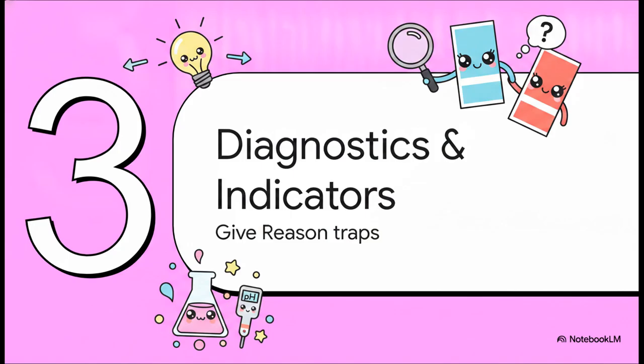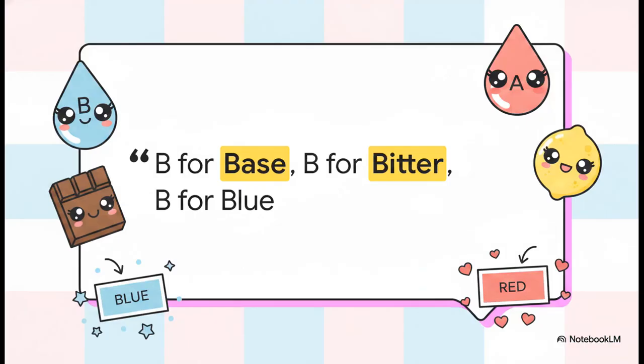All right, Section 3, diagnostics and indicators. Let's tackle indicators and those notoriously confusing give reason questions. These are the ones that separate the average scores from the 100%ers. Use this classic, super effortless mnemonic trick. Bases are bitter to taste, and they turn red litmus paper beautifully blue. B for base, B for bitter, B for blue. It's so incredibly simple, but it's gonna save you when you're under exam pressure. And conversely, acids are sour and they turn blue litmus paper red.